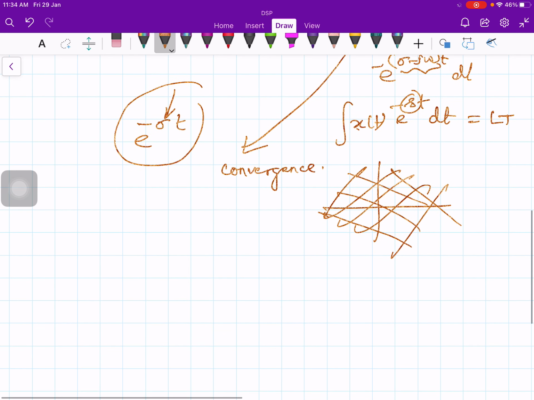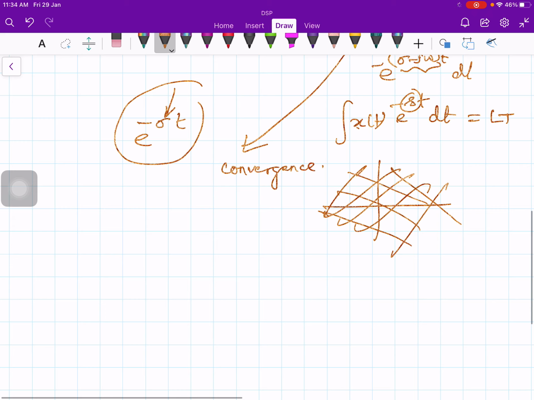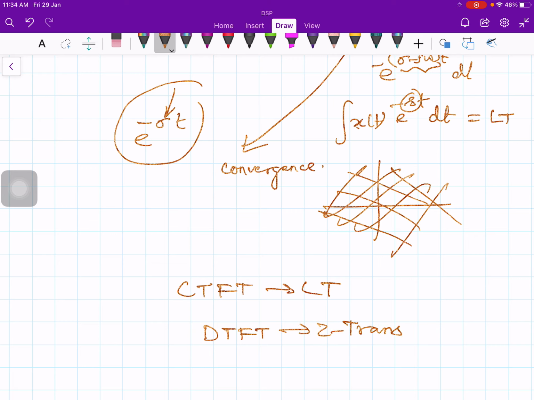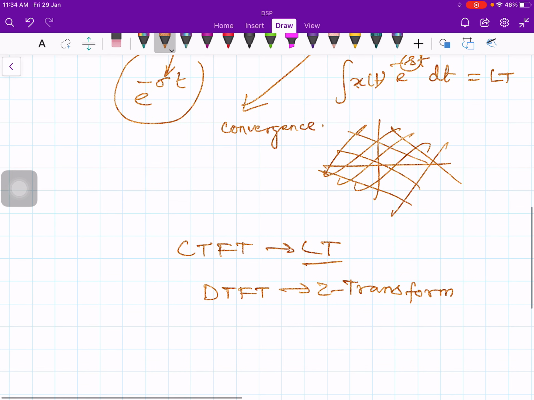Similarly, the Z transform has the same kind of interpretation. Just as we moved from CTFT to the Laplace transform, in the same way we can give the interpretation from DTFT to the Z transform. That is, there are sequences x of n for which the DTFT does not exist. We have seen a couple of examples.